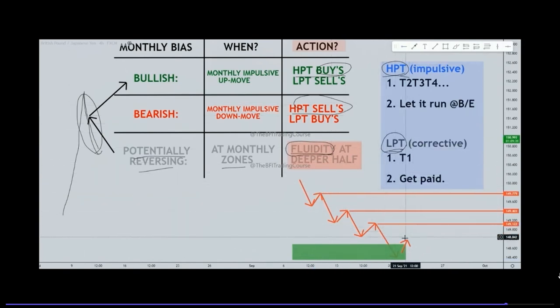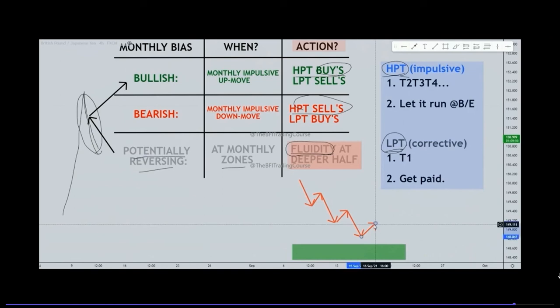Who should use T1? If this is an LPT buy, maybe let the whole thing run to T1 and get paid. But maybe this is an HPT buy. Well, maybe let it run, obviously risk-free, to a further target, T2, 3, 4. That's really up to you. I wish I could tell you when you should close it. That would be a nice one.